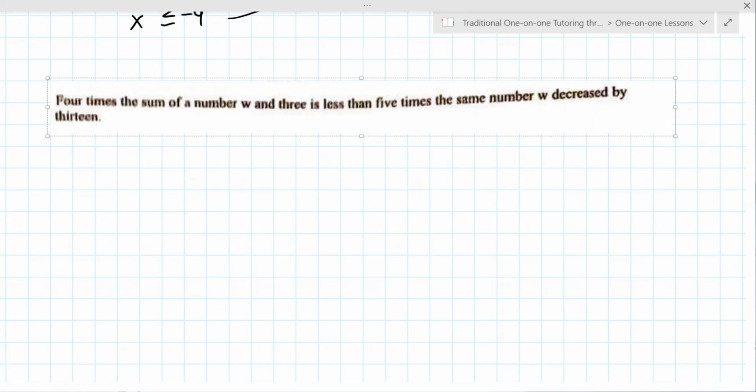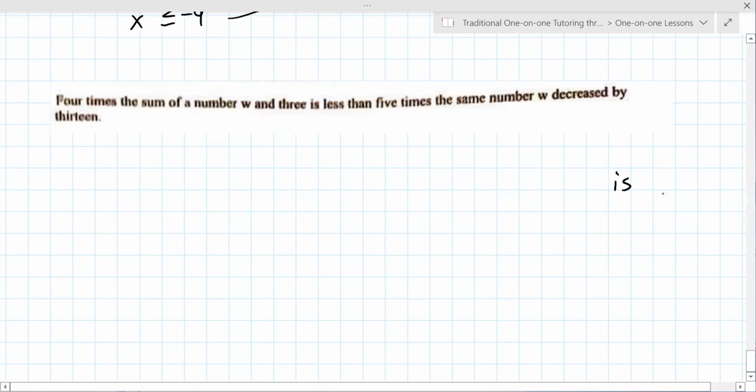All right. So this says 4 times the sum of a number W and 3 is less than 5 times the same number W decreased by 13. There's kind of one word that I think needs to stand out to you when you look at this. The "is" is always an equal sign, and there's your "is." So that's got to be your dividing line here.